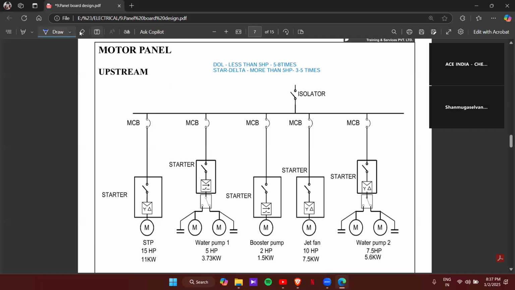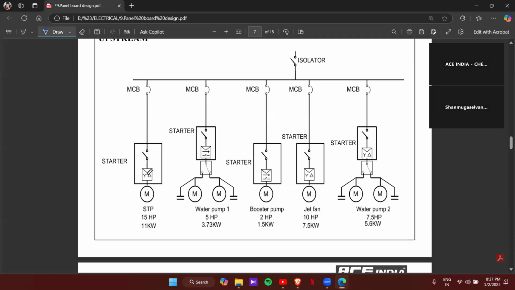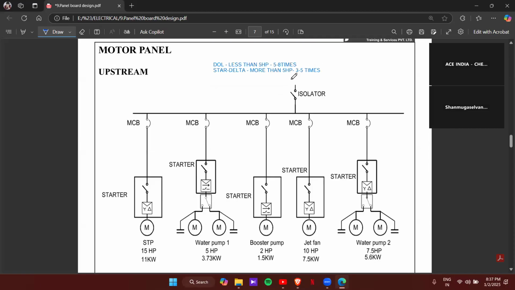And here, this is the symbol for a starter. This is the symbol for a star delta starter, and this one is the symbol for DOL, direct online starter. Here an upstream diagram is given. As the main incomer, we have an isolator. One more thing, in the case of motors, we don't say single phase and three phase depending upon the kilowatt rating. We'll say based on HP rating.